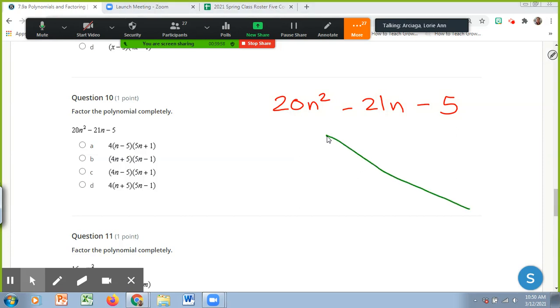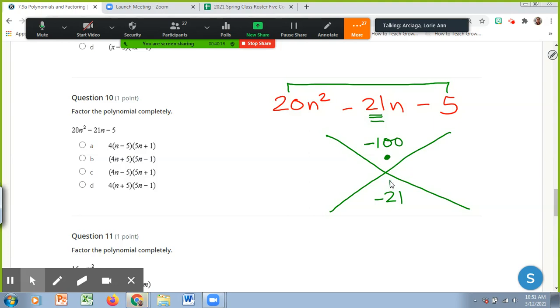I'm going to show the X method, for those who are more comfortable with the X method. 20 times 5, negative 100. Middle number goes at the bottom. Okay, so what two numbers multiply to negative 100 and add or subtract to negative 21? Now, if it doesn't come to your mind right away, do it in order, trial and error. Start with 2. Does 2 divide 100? Oh yeah, 50. What else is next? 3 doesn't go into 100. 4 goes into 100. 4 times 25.